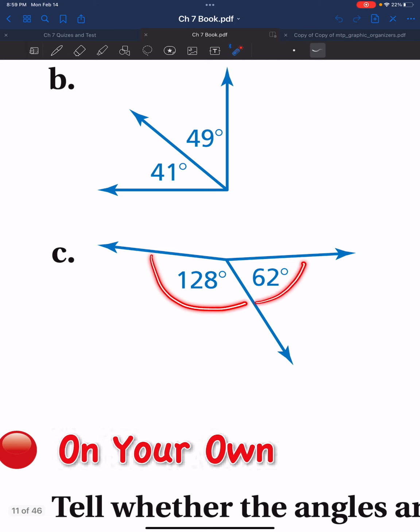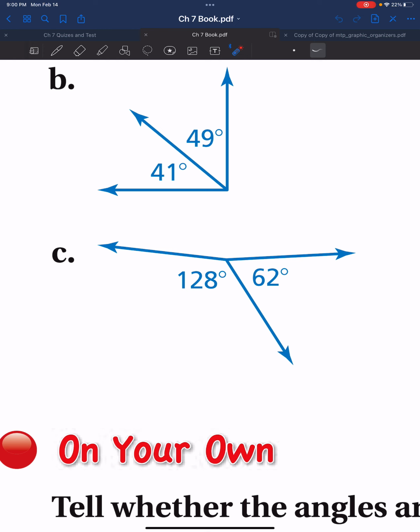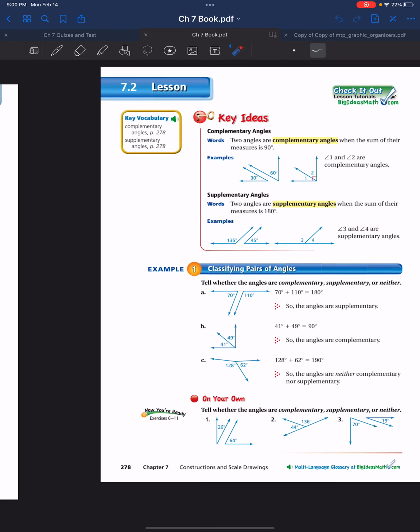Okay. And C. 128 plus 62. Well, 8, 9, 10. Okay, and it makes a 10 up here. 6, 7, 8, 9. Uh-oh. 190 degrees. We don't have a trick for 190 degrees. That means this guy creates neither a complementary or a supplementary line. It creates something very different, 190 degrees. So that's neither.